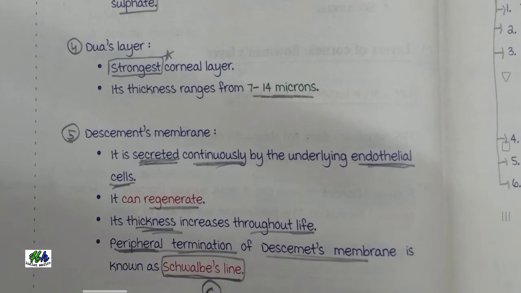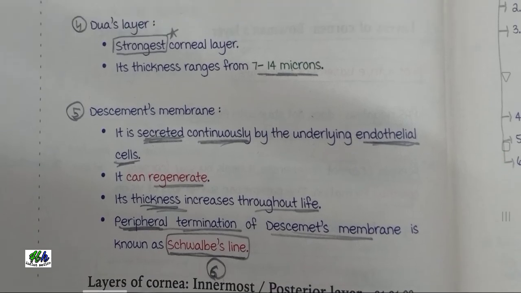The fifth layer is Descemet's membrane. It is secreted continuously by the underlying endothelial cells. It can regenerate and its thickness increases throughout life. The posterior termination of Descemet's membrane is also known as Schwalbe's line.